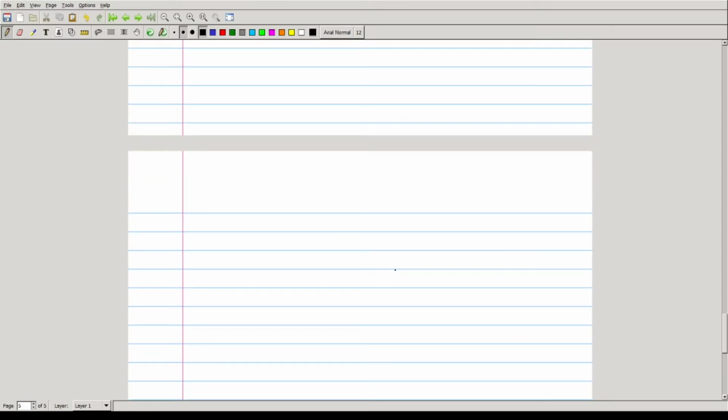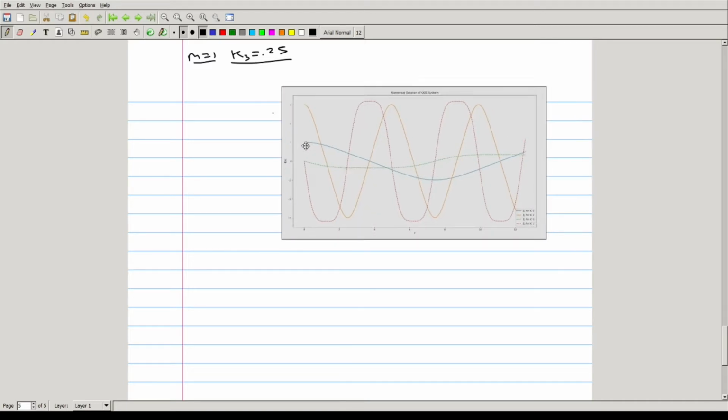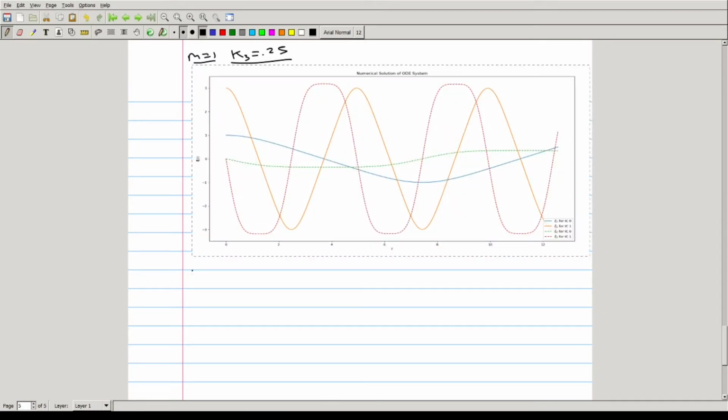So let's take a look at what the dynamics of such a spring are going to look like. And we'll use the parameters m equals 1 and k3 equals 0.25. All of the plots that I'm going to show in the lecture can be made using the Python program that we talked about in class with suitable modifications. So you have to make sure you modify correctly and change the system of differential equations that you're solving, as well as possibly the initial conditions and the parameters as well.